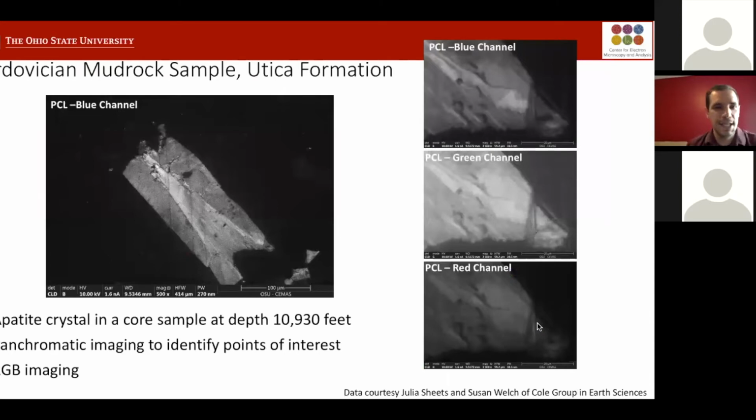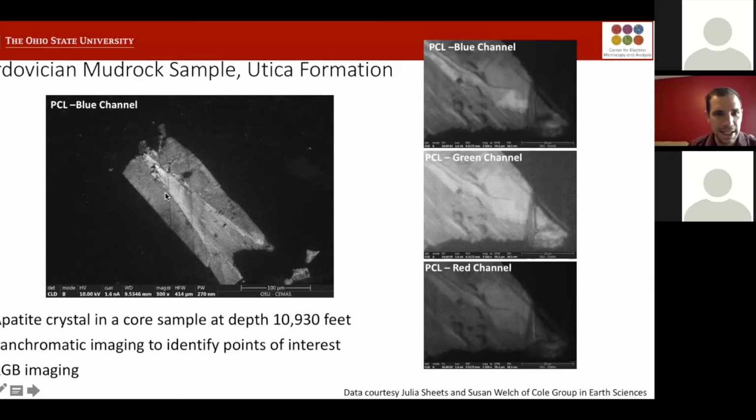So the first example that I want to talk about that was done on the system was a shale sample from Julia Sheets and Susan Welch, the Coal Research Group in Earth Sciences. And they're interested in the sample. We were kind of just seeing what we could see with it, and then I'll show you some comparisons with some of their other data. But this is one of the favorite crystals that they have in there, and they understand quite a bit. It's an apatite crystal, and what you can see is a lot of different zoning within the crystal itself.